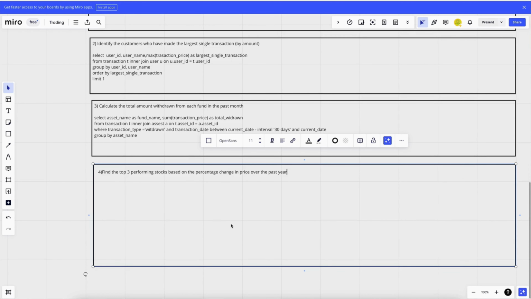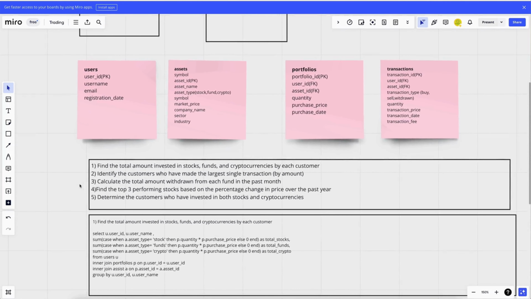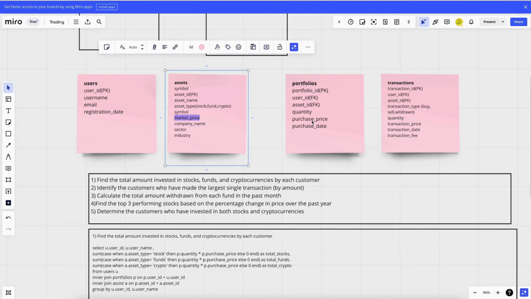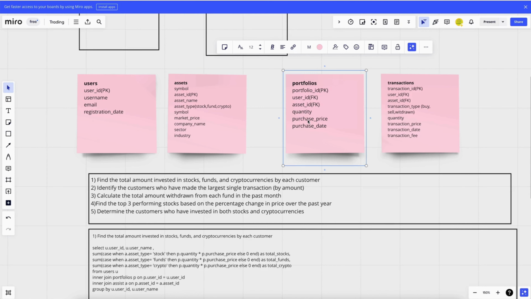So that will be our market price minus... Let's say the asset's market price. That's today's price. And the purchase price is, let's say I bought Apple one year back for $100, and now the current market price is $170. So what will be the difference between those prices?